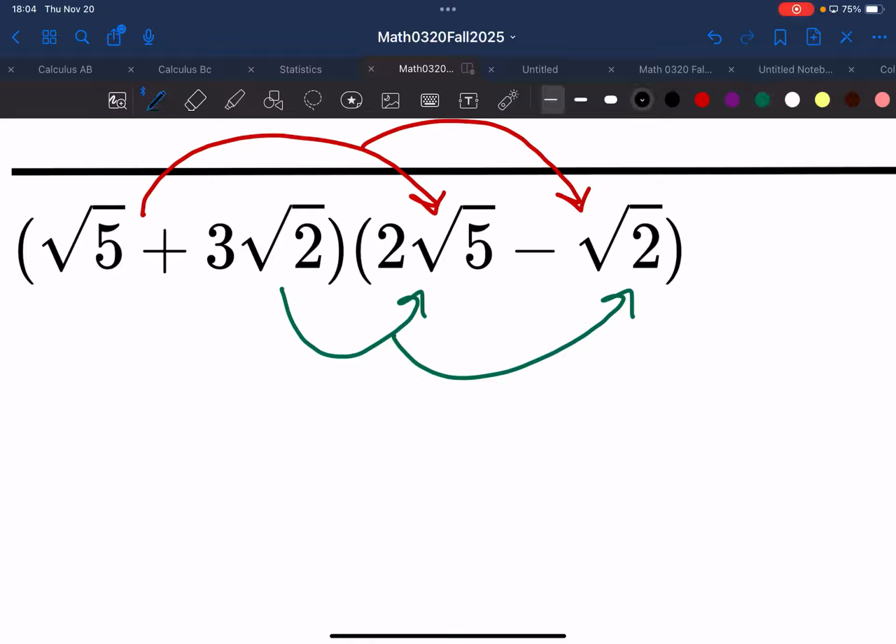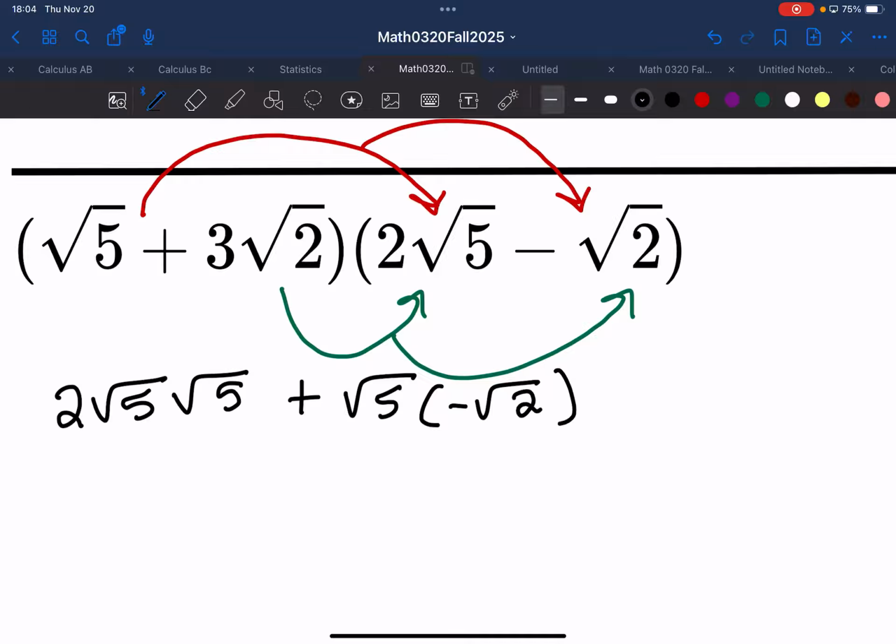So what I'm going to do is I'm going to write it all out first, just like we did, and then we'll go back and simplify. So my first arrow says square root of 5 times 2 square root of 5. Well, I'm going to write that just all next to each other, and we'll go back and simplify in the next step. The next red arrow is the square root of 5 times negative square root of 2. Okay, so this is plus square root of 5 times negative square root of 2.